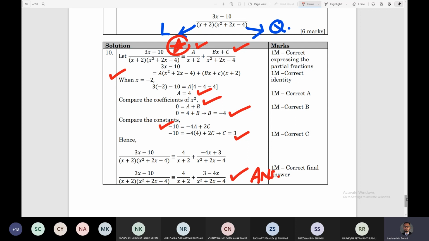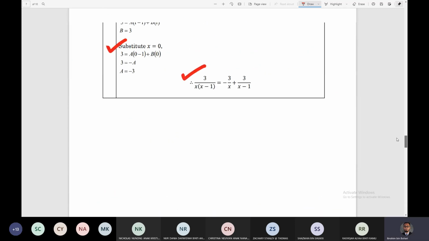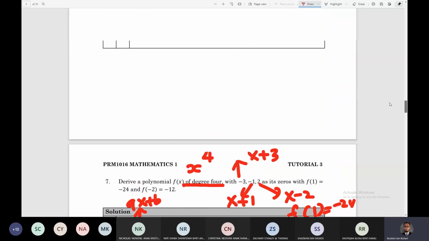Okay, question 10 dan question 1 to question 5. Kalau ada soalan, you boleh type dalam chat meeting. Lepas ni saya jawab.